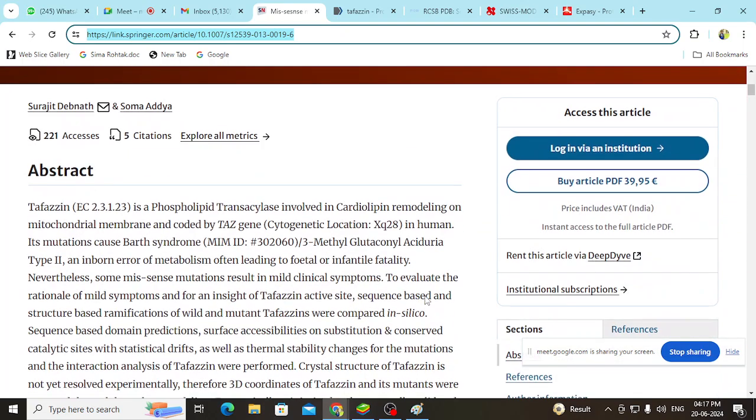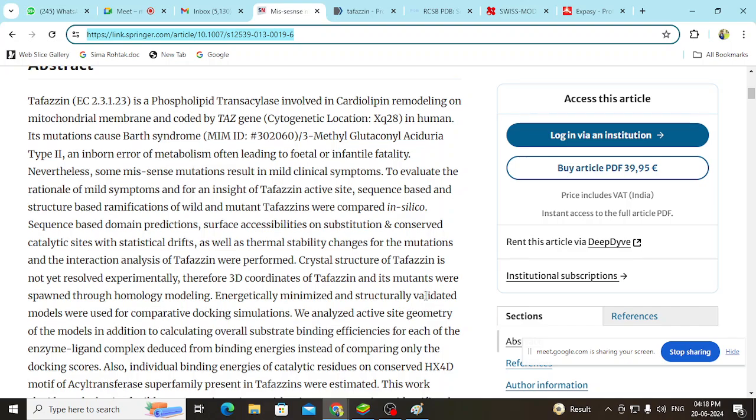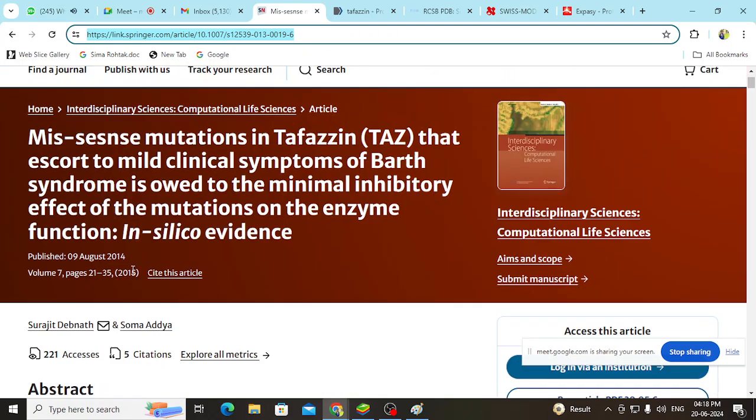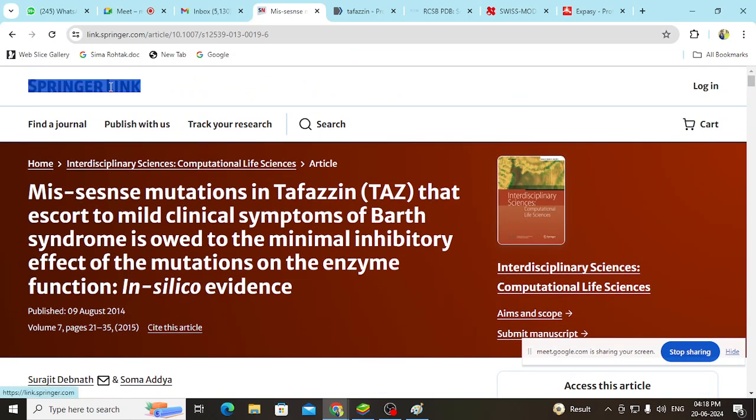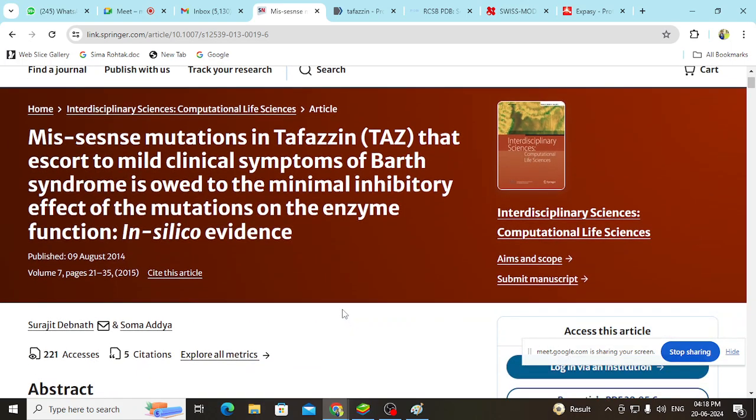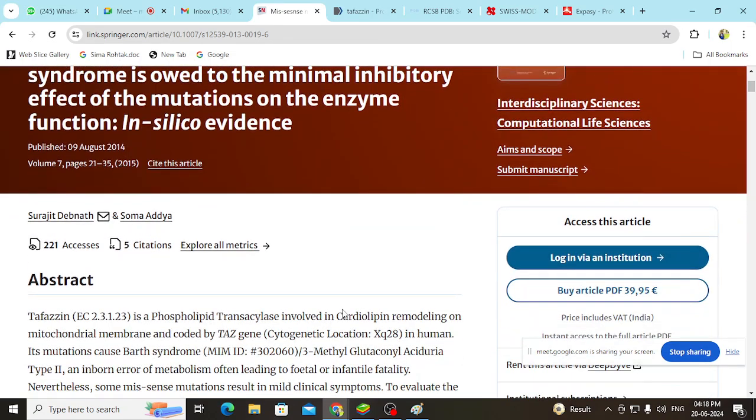Okay. So this was the study that we did in 2015. It was published by Springer, a very important and well-known publisher of science, biomedicine, biotechnology, and the medical field. This study has also been cited in multiple papers.